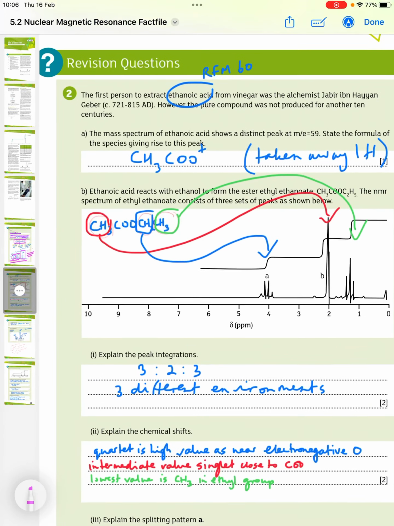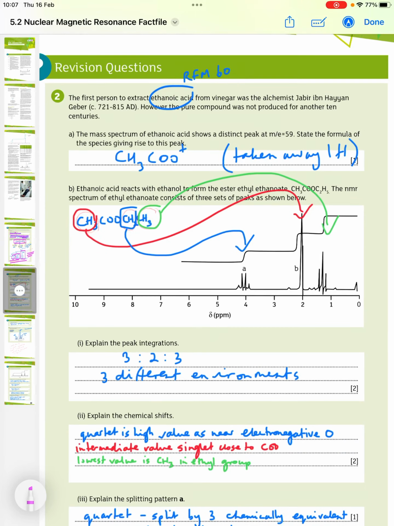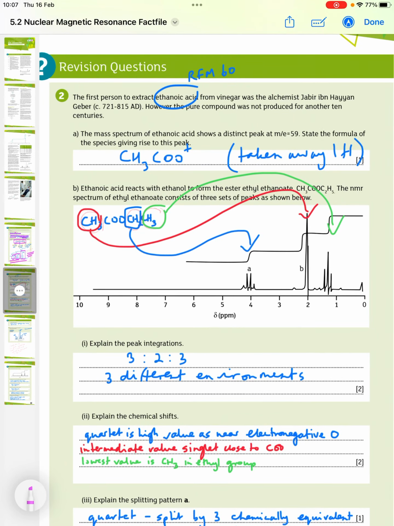So, next question. The first person to extract ethanoic acid from vinegar was the alchemist Jabir ibn Hayyan Geber. Apologies if I got that wrong. 721 to 815 AD. However, the pure compound was not produced for another 10 centuries. So the mass spectrum of ethanoic acid shows a distinct peak at 59. State the formula of the species giving rise to this peak. Well, the formula mass of ethanoic acid is 60, so the species is just that with 1 hydrogen taken away, which is CH3COO+.